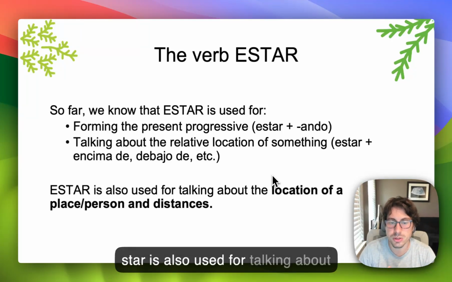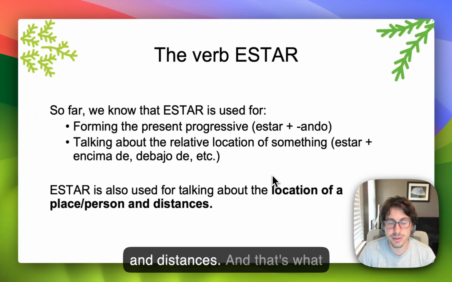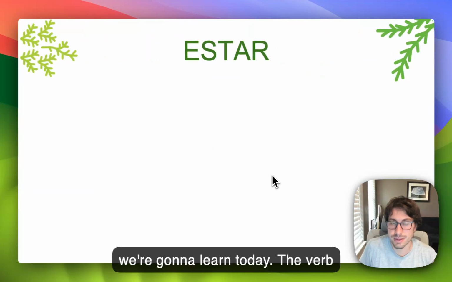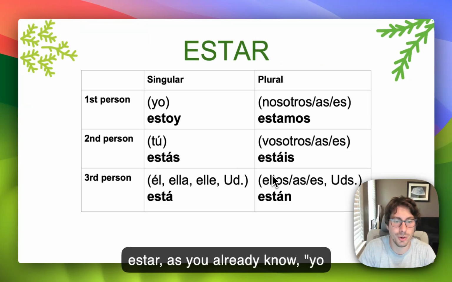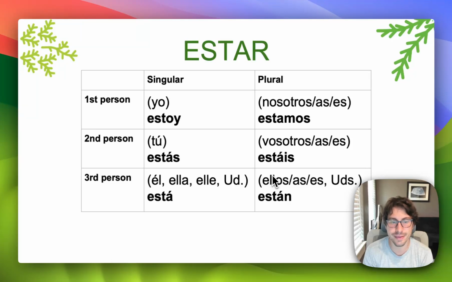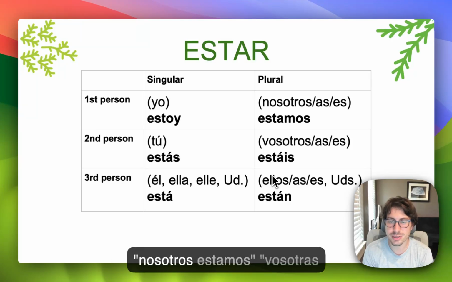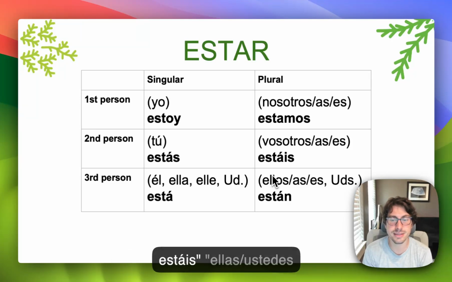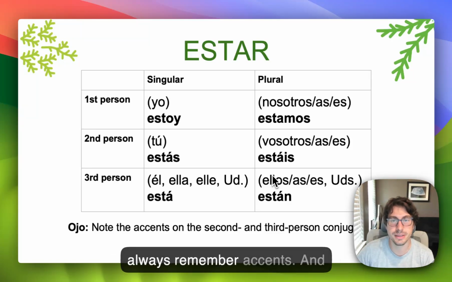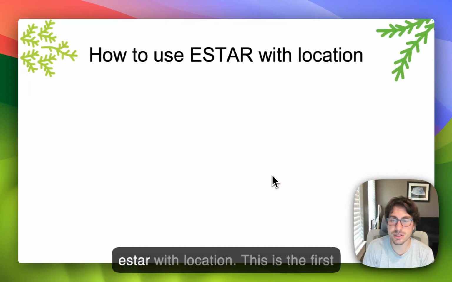Estar is also used for talking about the location of a place or person and distances. And that's what we're gonna learn today. The verb estar, as you already know: yo estoy, tú estás, él, ella, elle, usted está, nosotros estamos, vosotras estáis, ellas, ustedes están. And then don't forget the accents. Always remember the accents. And now we're gonna learn how to use estar with location.